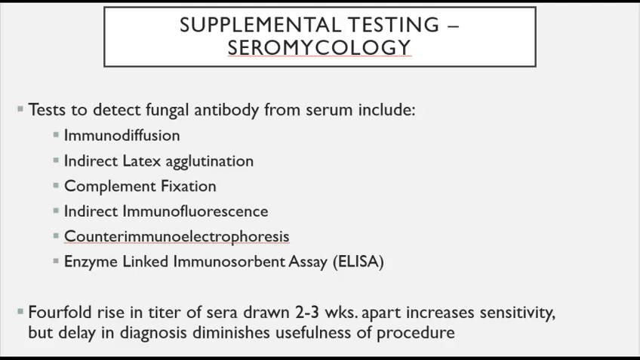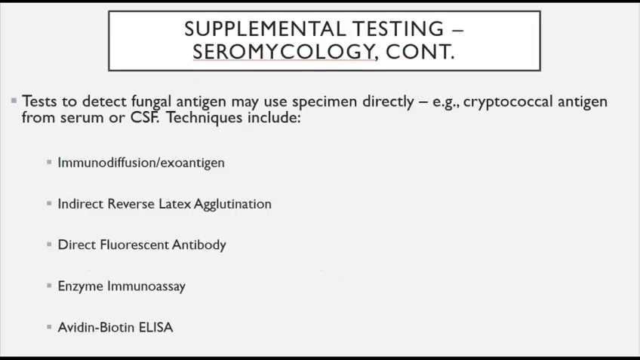Fourfold titer in sera drawn 2 to 3 weeks apart increases sensitivity, but delay in diagnosis diminishes usefulness of this procedure. Tests to detect fungal antigen may use specimen directly, such as cryptococcal antigen from serum or cerebrospinal fluid. Techniques include immunodiffusion, indirect reverse latex agglutination, direct fluorescent antibody, enzyme immunoassay, and avidin biotin ELISA.